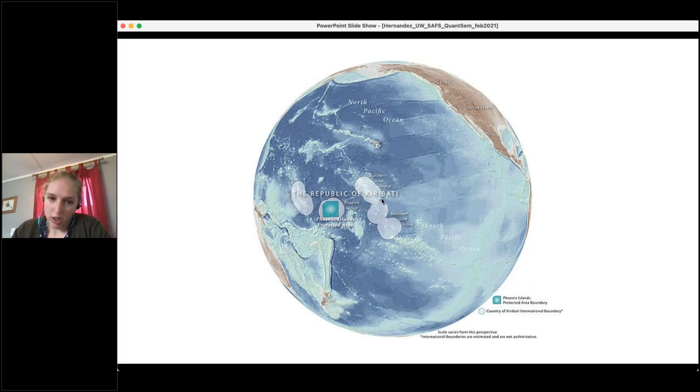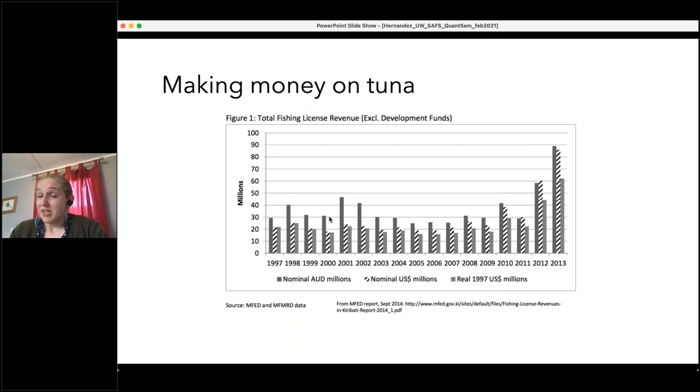And these white blobs are showing you the exclusive economic zone of the country. And their exclusive economic zone, or EEZ, is actually the 12th largest in the world. So they're really an ocean nation. The other thing that's really important to understand about this country is that they make most of their money from tuna, but not by fishing it themselves. This plot shows you across different years the total fishing license revenue that the country brought in. And so they sell fishing licenses, or the right to fish within their EEZ, to foreign nations.